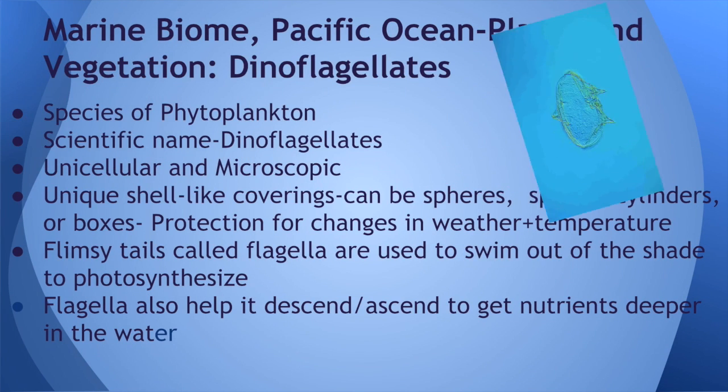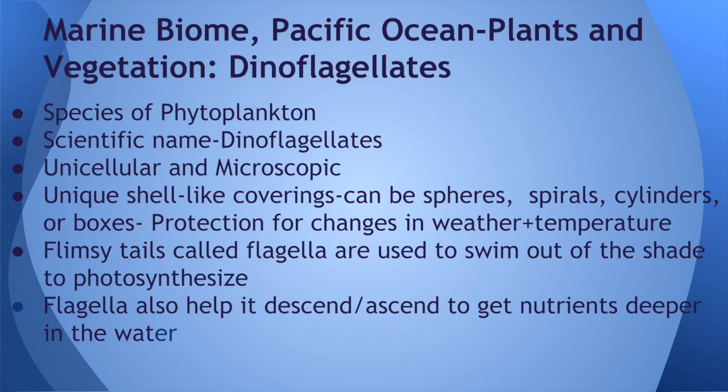Also, this is dinoflagellates, which is a type of phytoplankton. The scientific name is the same, dinoflagellates. They are unicellular and microscopic, so you cannot see them with the naked eye, and they only have one cell, but it's very complex. Unique shell-like coverings they have can be spheres, spirals, cylinders, or boxes, which protects them not from much, only changes in weather and temperature.